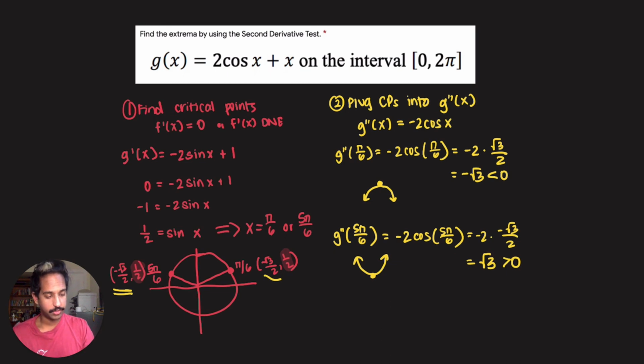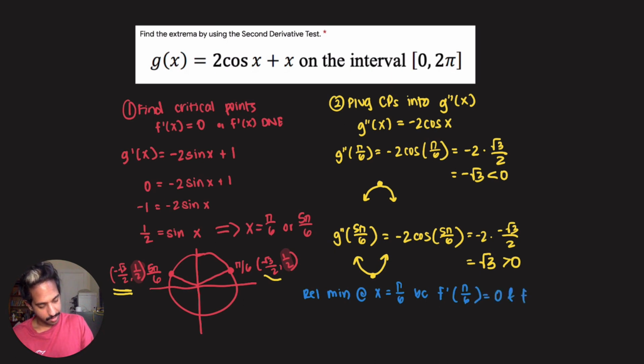So our final answer, I'm going to write this in blue, is that we have a relative min at x equals pi over 6, because f prime of pi over 6 equals 0, and f double prime of pi over 6 is less than 0. So that's our reasoning there. And then our next one is we have a relative max at x equals 5 pi over 6 because f prime of 5 pi over 6 equals 0 and f double prime of 5 pi over 6 is greater than 0.